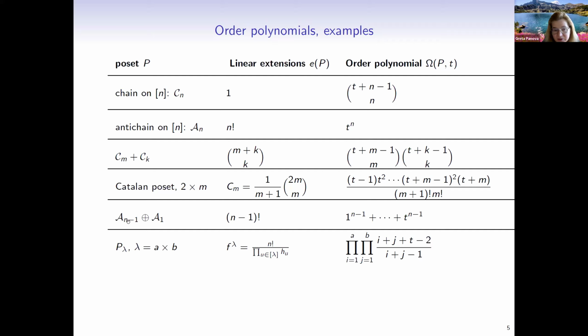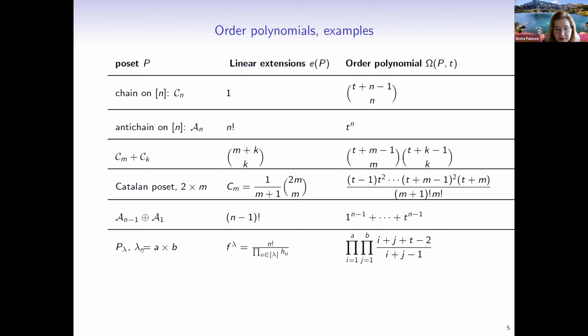This one is funny. If you have an anti-chain of size n minus 1 and you add one element that is bigger than all of them, this is what this poset is. Well, you have n-1 factorial ways to order them, and the number of order preserving maps is this here. So this is the way it's written. It's not obviously a polynomial in t, but it is what's called the Faulhaber function, and it is actually a polynomial in t for every n, a polynomial of degree n.